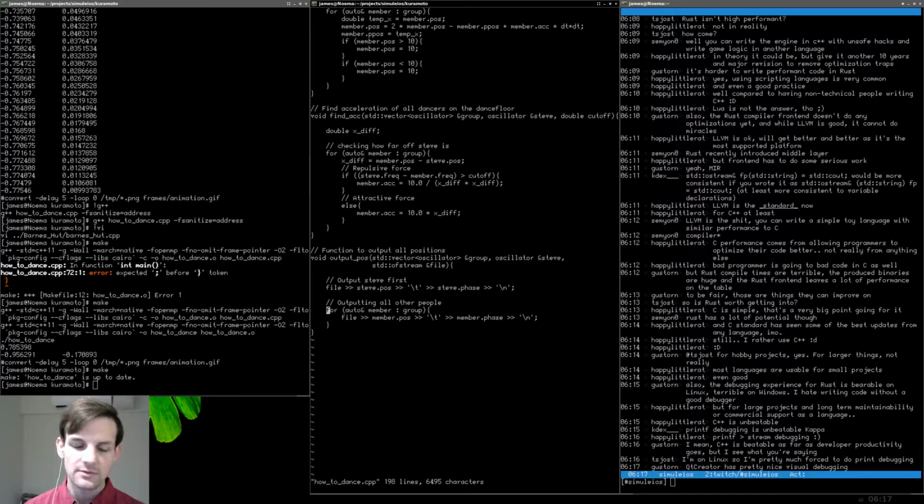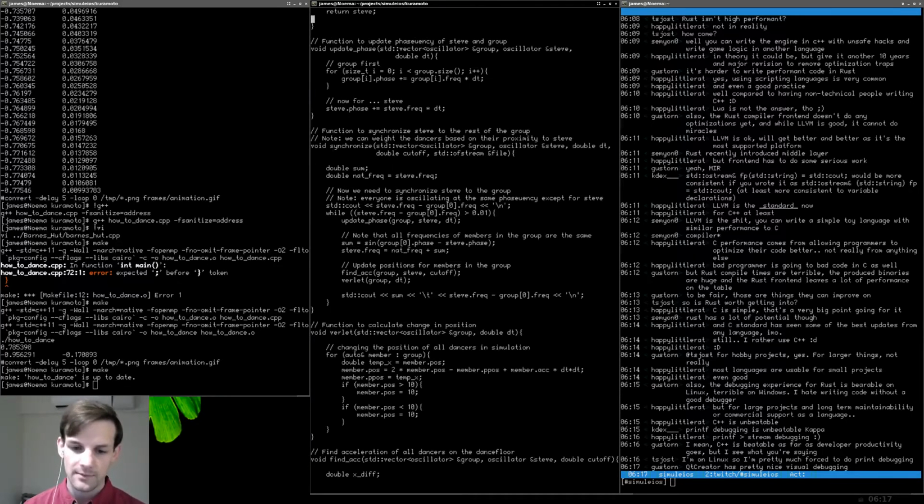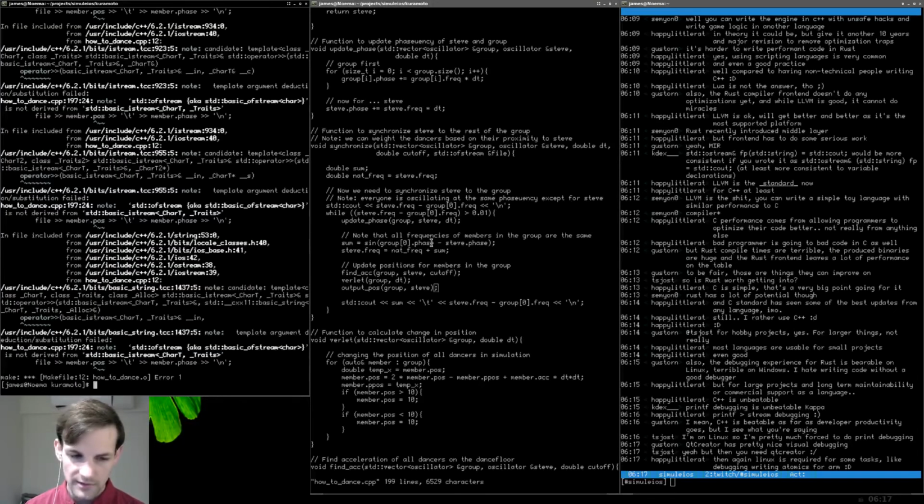Okay, so now we should be able to output all the positions, and let's just see if it runs. The worst that happens is it doesn't run. Okay, so we find the accelerations here, and then finally we output the positions right here. Output positions of, and I believe we did group first, then Steve. Let's go here, let's make that.